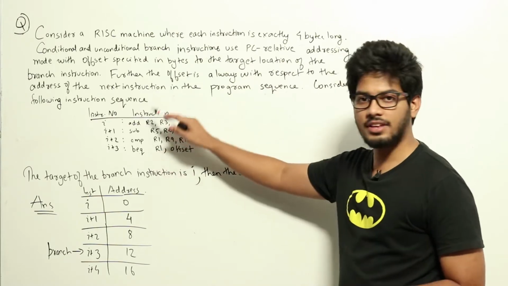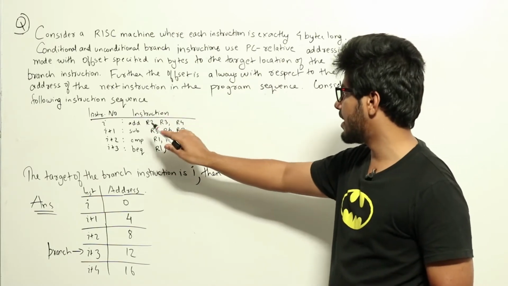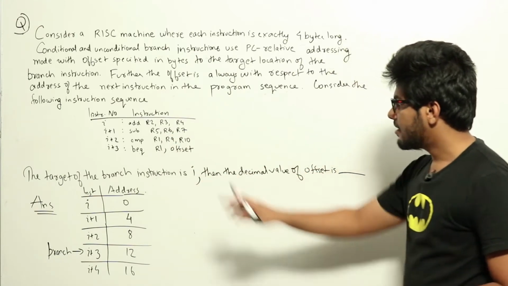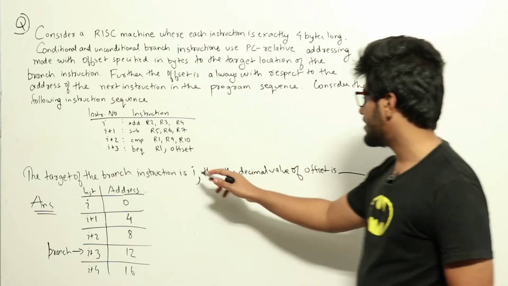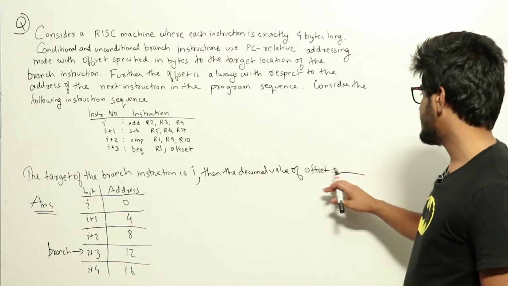They have given us 4 sample instructions: I, I plus 1, I plus 2, I plus 3, and the target of the branch instruction is I. Then the decimal value of offset is dash.